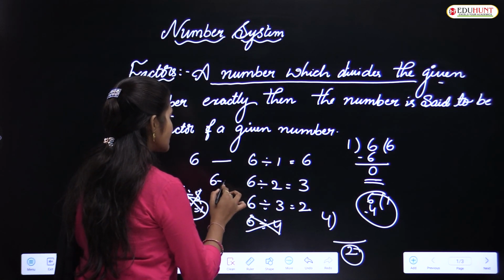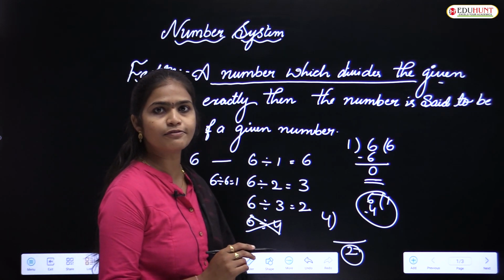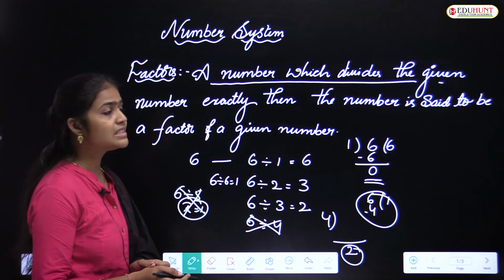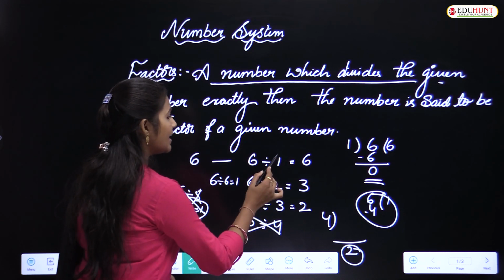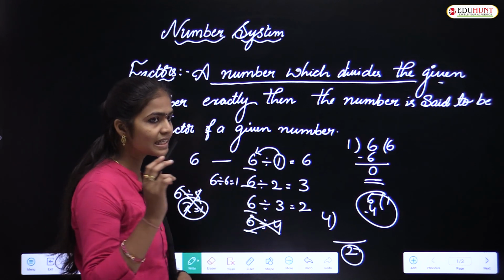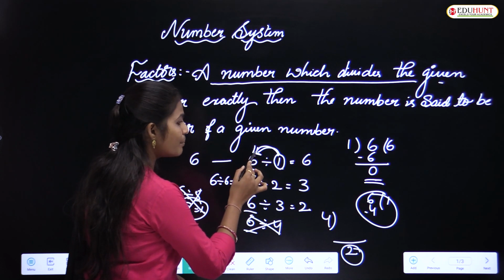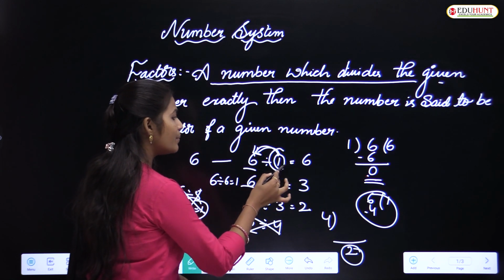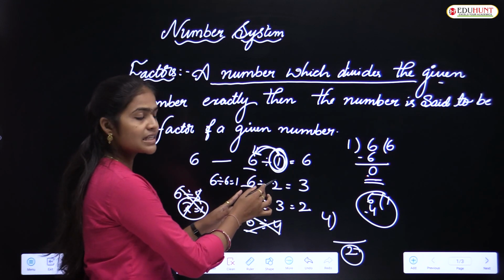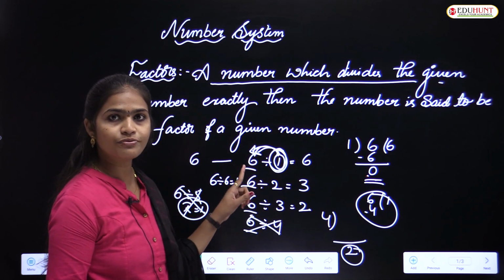Next, 6 divided by 6 is 1. Every number is divided by itself, no? So 6 divided by 6 is 1. Just observe the definition again: a number which divides the given number exactly is known as a factor of the given number. So by observing this, we can say that 1 is a factor of 6.